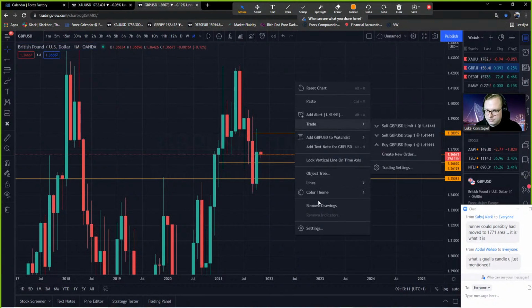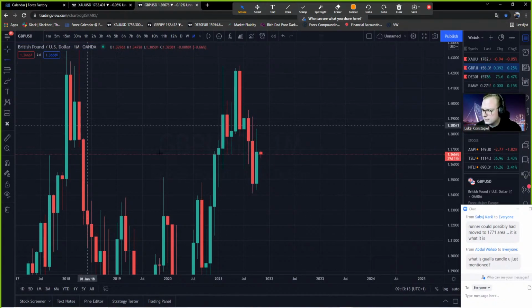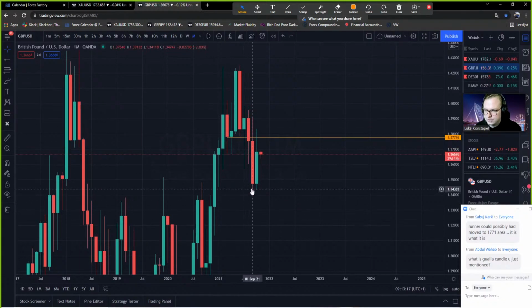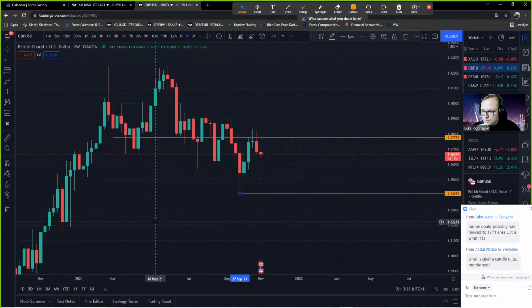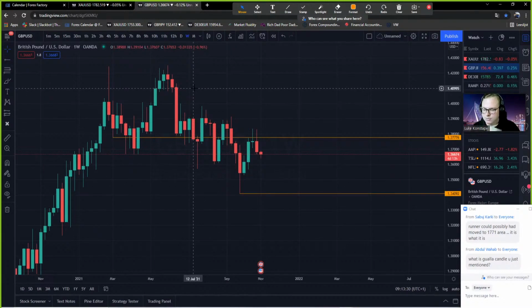Let's remove everything for a moment. You can see that we had this support sitting over here. We had a breakthrough and a close below. And now we have this weekly candle creating a resistance at this area, and we have a low to fill. So my bias would be on the higher time frame, monthly, weekly. I would be looking for the next 2 weeks to start filling that low.